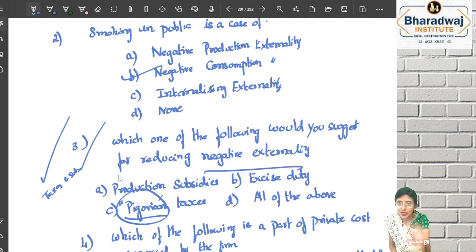Here, negative externality I want to reduce. This is a perfect answer. Repeated question: even for subsidies, they use the word Pigovian subsidies. So please remember that part clearly. Answer is C, Pigovian taxes. Focus on this part. Okay, that is the third one.